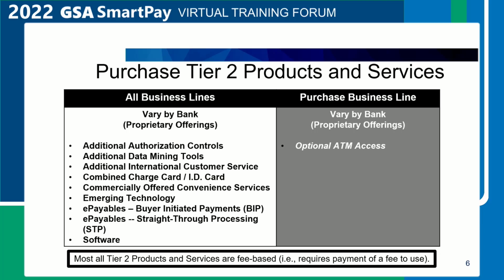There are some products and services under these categories that are specific to the business line, optional ATM access, shown in the right-hand column. These products and services are typically enhancements to the purchase card program that agencies may choose to order either at the AOPC level or at the cardholder level. Tier 2 products and services also typically come at a cost to your agency. If you have a question about what products or services were included in your agency's task order, please contact your agency program coordinator.